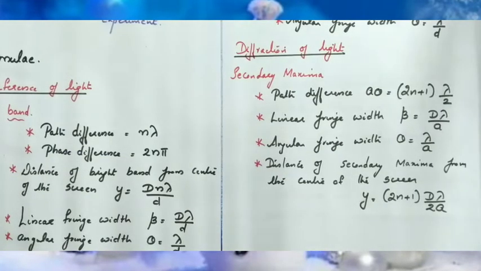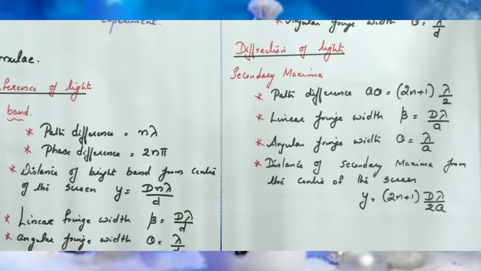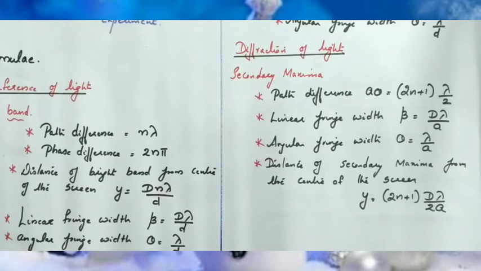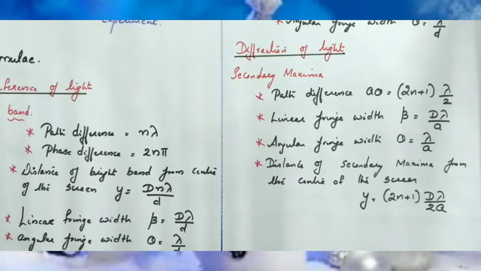Now for diffraction of light, the condition for secondary maxima, path difference a theta is 2n plus 1 into lambda by 2. Linear fringe width is beta equal to D lambda by a. Angular fringe width theta is equal to lambda by a. Distance of secondary maxima from the center of the screen y equal to 2n plus 1 into D lambda by 2a. Here a represents the width of the slit and lambda as usual represents the wavelength of light.